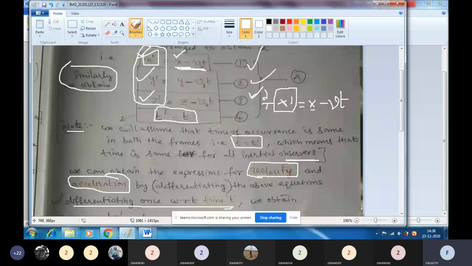So dx by dt means what you are going to get? You are going to get the velocity. So both sides you have to differentiate. Both sides you have to differentiate. Okay. Then you will get the equation converted into the velocity.